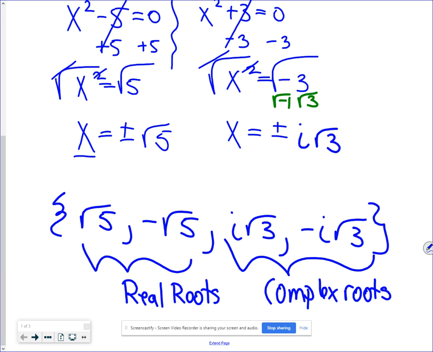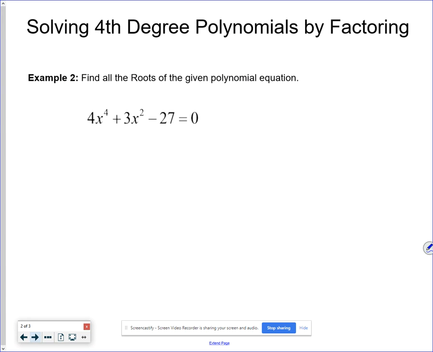All right, so let's take a look at another example here. It says find out the roots of the given polynomial. What do we have? A fourth degree, so we have to find 4 roots. And look, it's in that form. It's in the form ax to the 4th plus bx to the 2nd plus c is equal to 0. So we're going to try to do it by factoring.